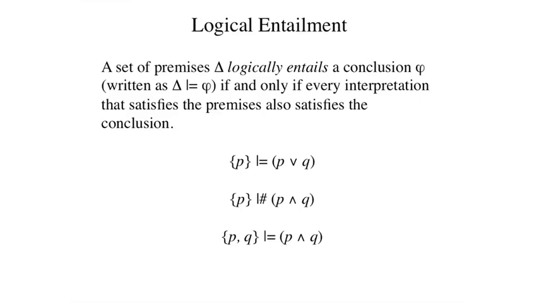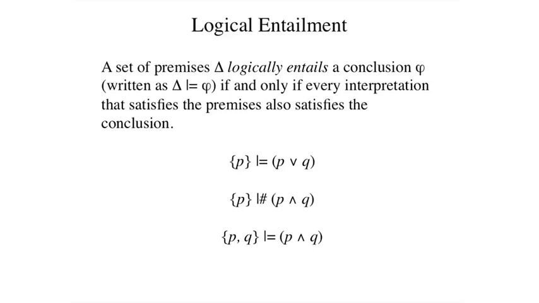By definition, a set of sentences, delta, logically entails a sentence phi if and only if every truth assignment that satisfies delta also satisfies phi. In what follows, we will use the notation shown here, where we write delta, then what's called the double turnstile, a vertical bar followed by an equal sign, and phi as our way of notating the statement that a set of premises delta logically entails phi.